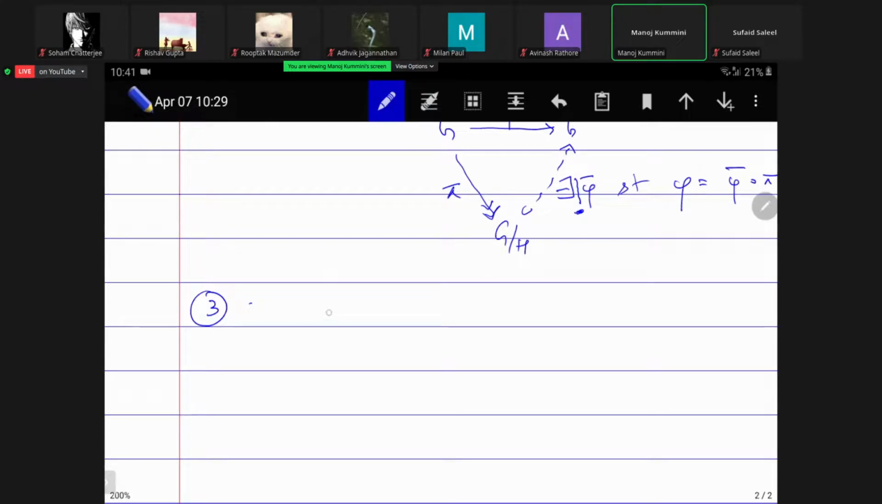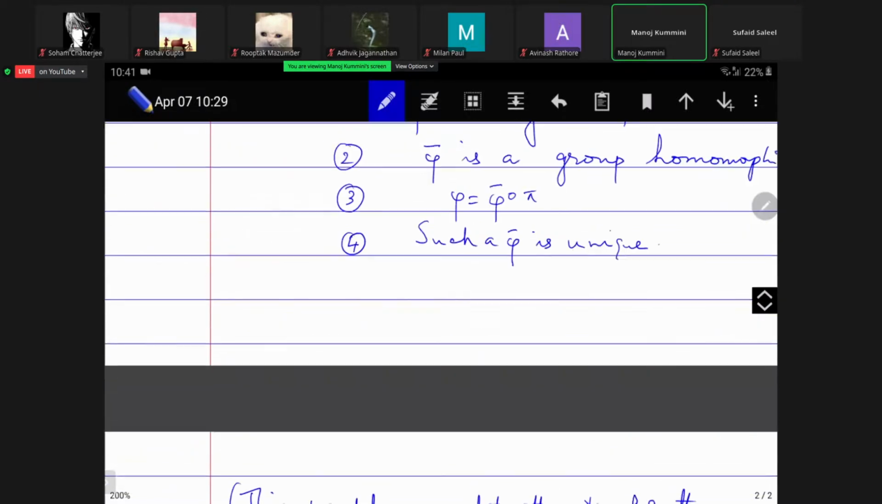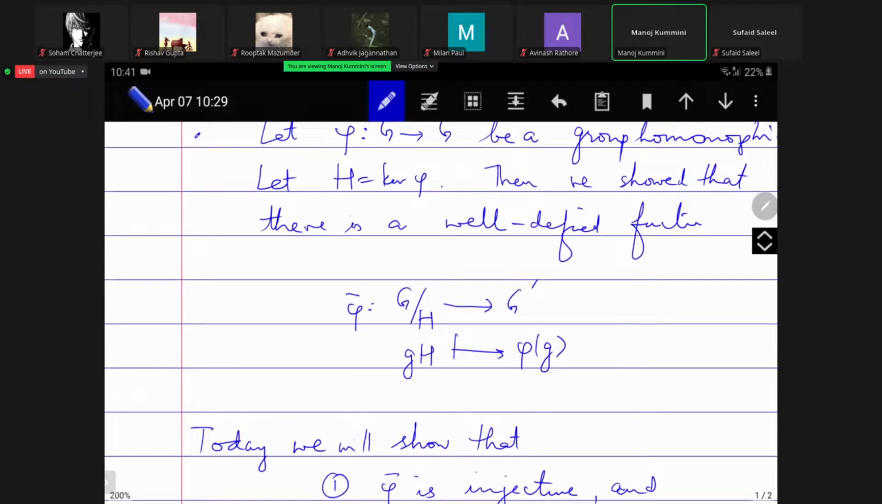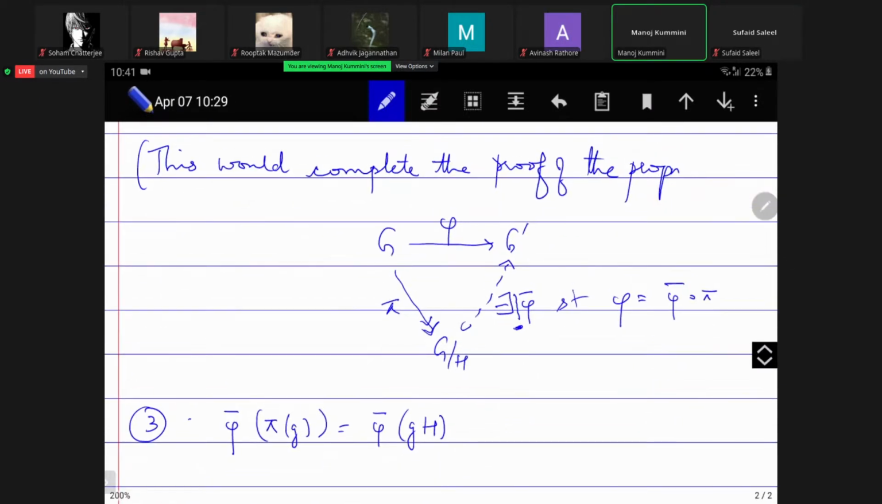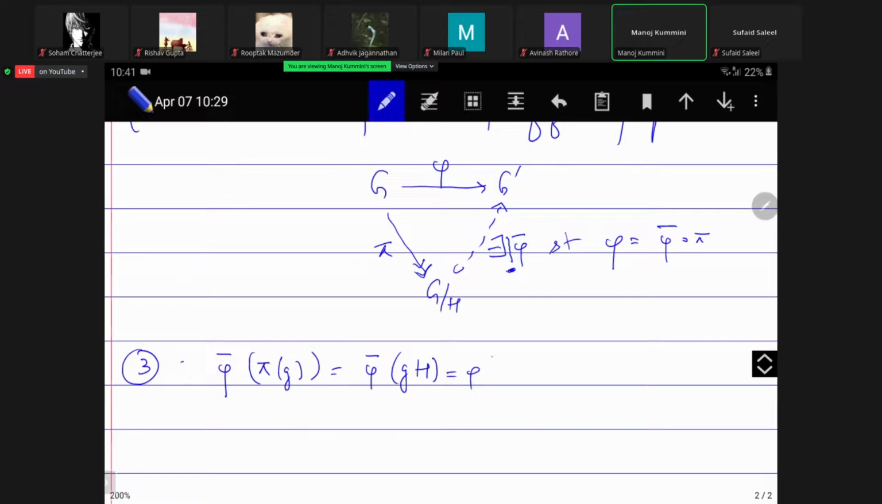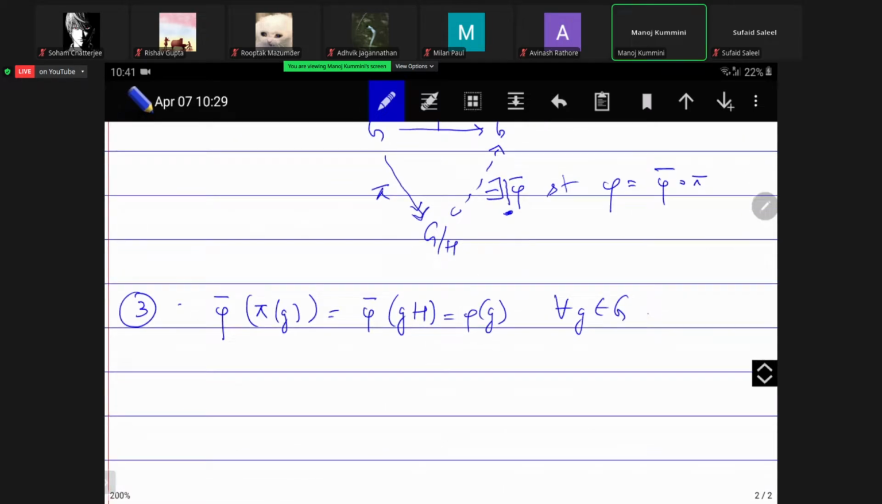So pi of g of phi bar is phi bar of gH. But we've already said phi bar has the property that it sends g to phi of g for all g inside G. So this proves 3. I mean, this is what 3 is saying, and this is okay.